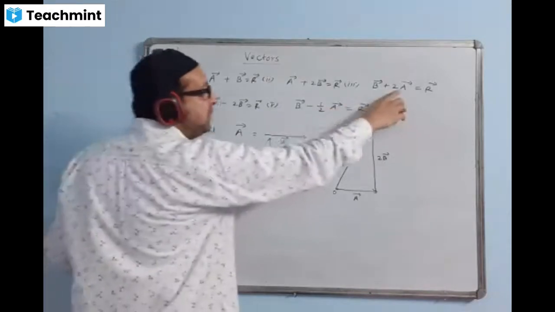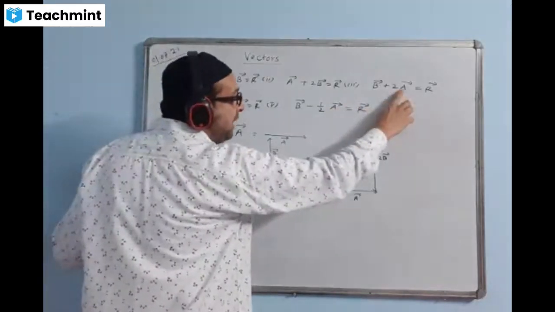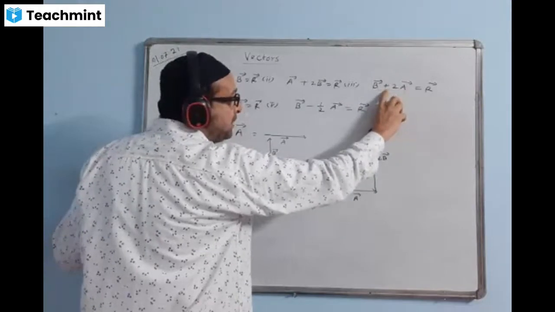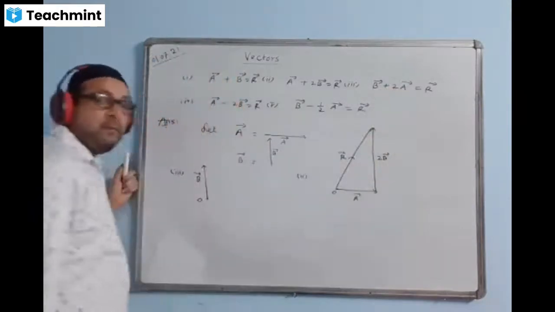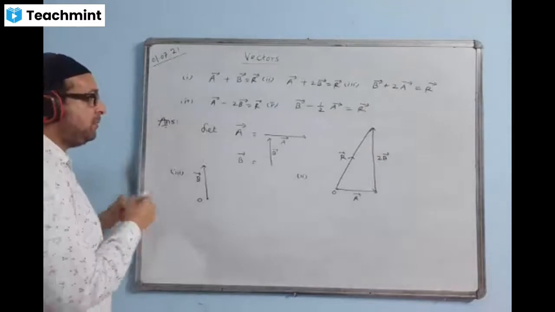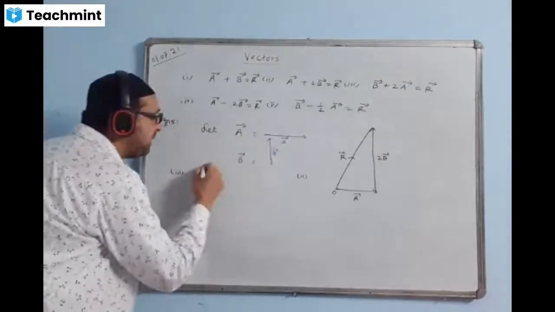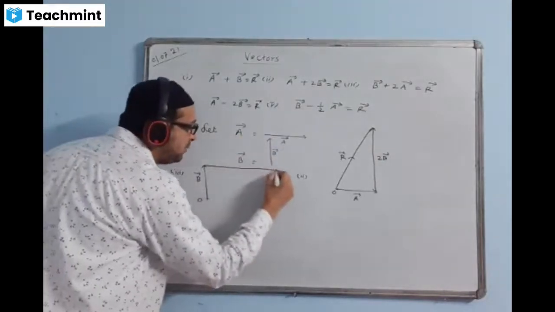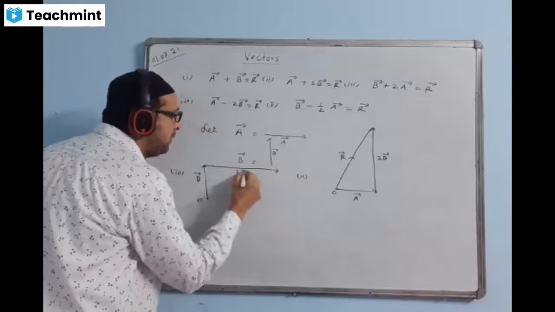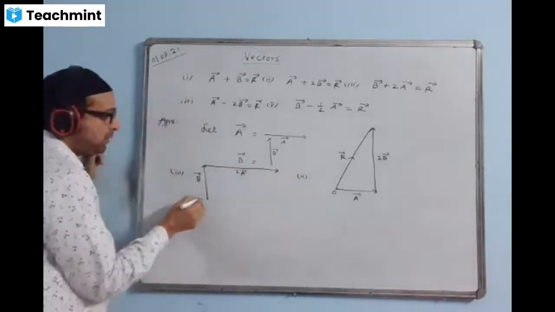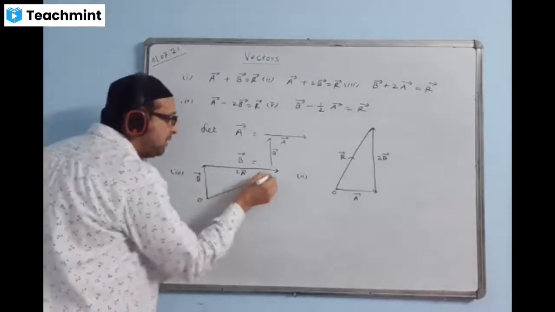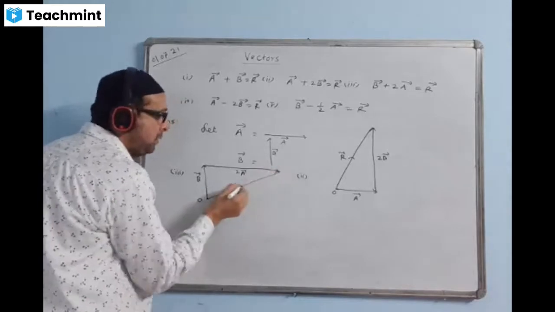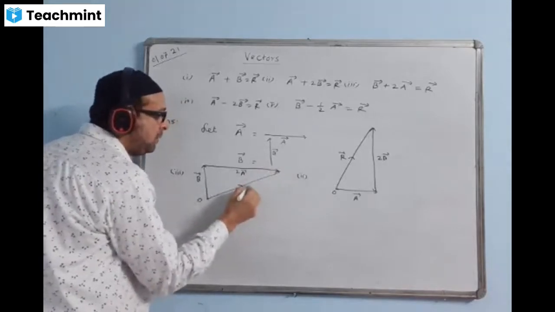Plus 2A. That means we don't have to change the sign of A. We'll keep it plus, but the size is double. So 2A will come as exactly double size. That is like this, 2A. This is 2A. Now the resultant will come here like this. Here is the resultant R.